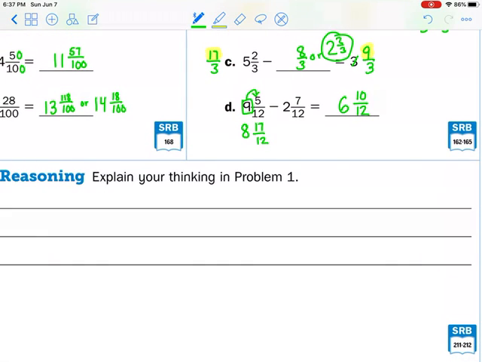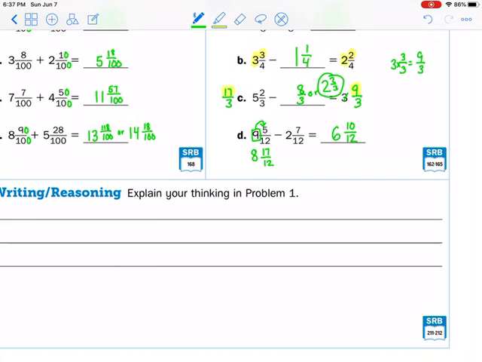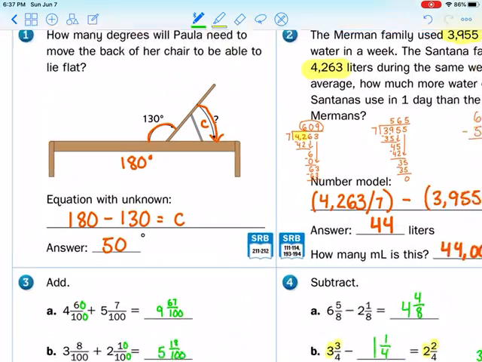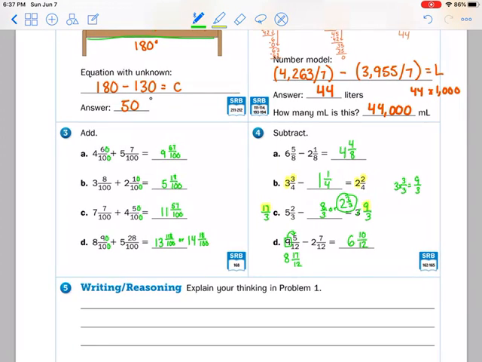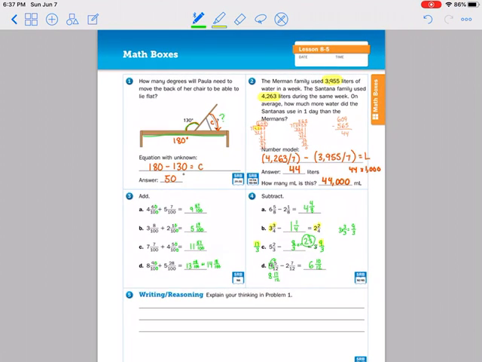Okay, so explain your thinking for problem 1. You're just going to write that you know that the measure of that straight angle, exactly like we talked about here, is 180. So you would have to subtract what you already know to find that unknown. So that's what you would write for problem 5.